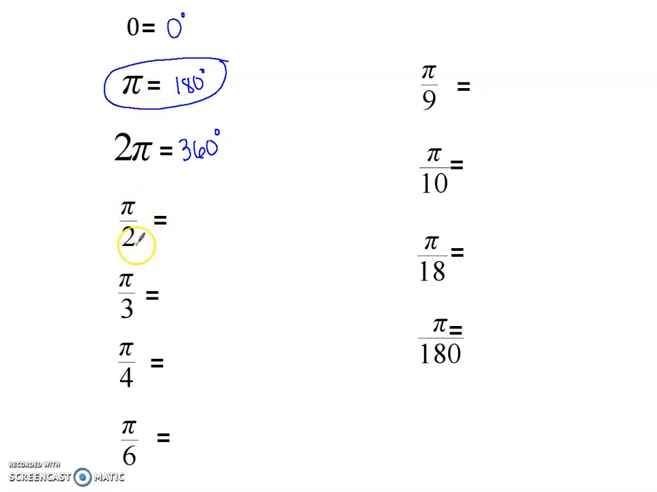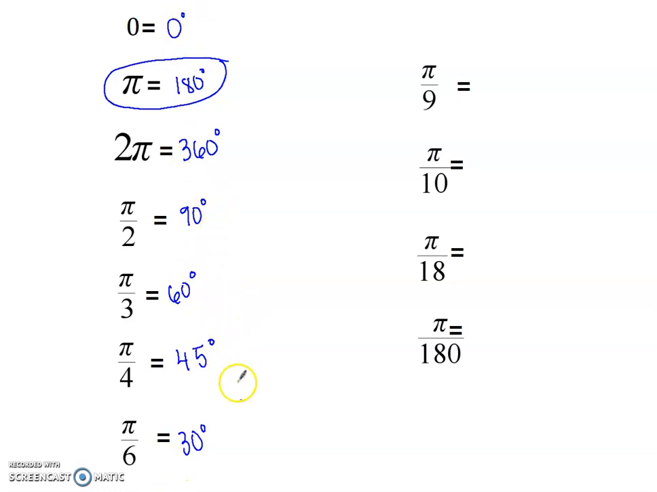So if I want to know how many degrees pi over 2 is, that's 180 over 2, which is 90 degrees. Then 180 over 3 would make pi over 3 equal to 60 degrees. 180 divided by 4, that'll be 45 degrees. So pi over 4 is equal to 45 degrees. So these are equivalent angle measures, like 12 inches is equivalent to a foot. Pi over 4 radians is the same measurement as 45 degrees. Then pi over 6, that's 180 over 6, which is 30 degrees.